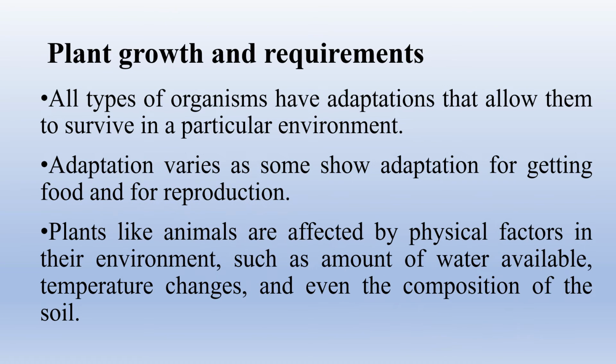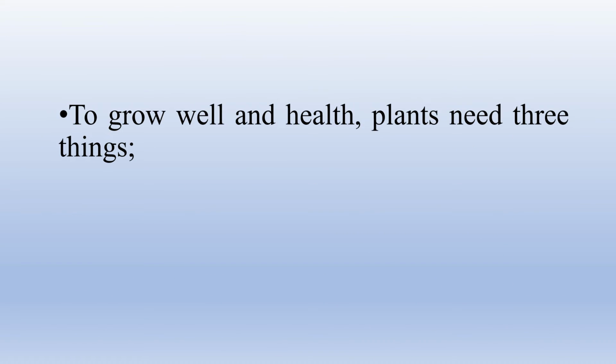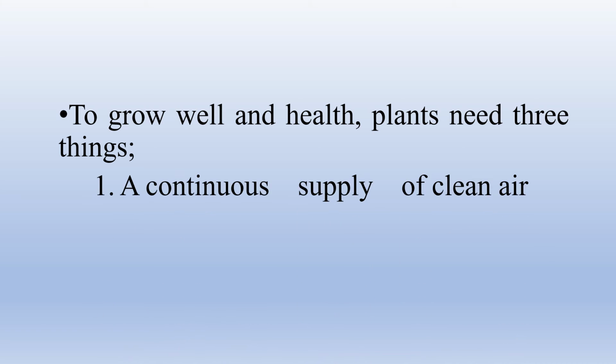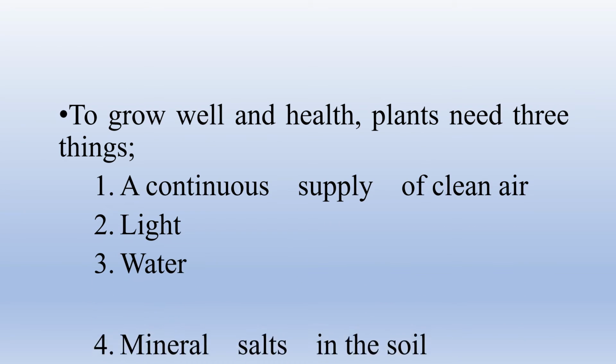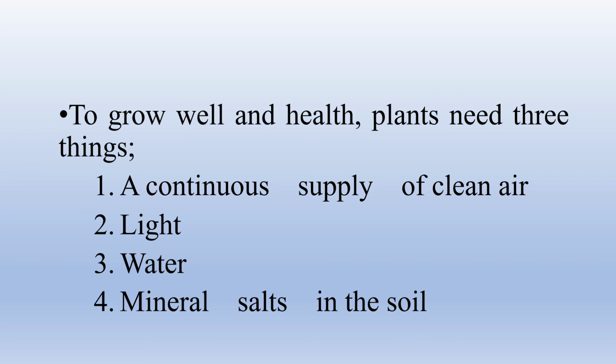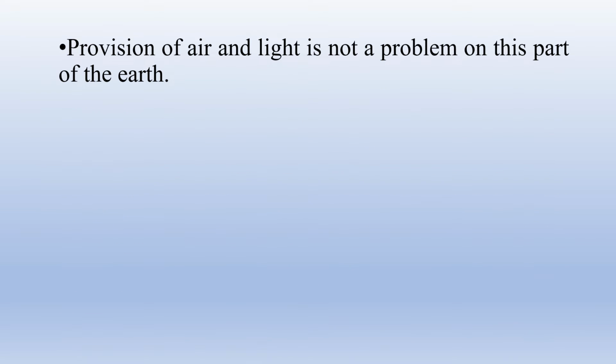Plants, like animals, are affected by physical factors in their environment, such as amount of water available, temperature changes, and even the composition of the soil. To grow well and stay healthy, plants need three things: a continuous supply of clean air and light, water, and mineral salts in the soil. Provision of air and light is not a problem on this part of the earth.